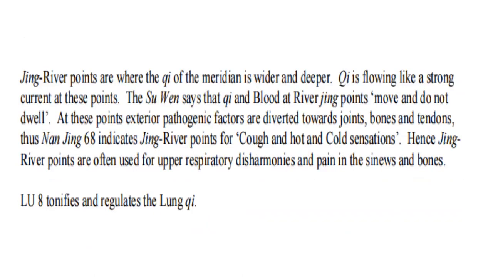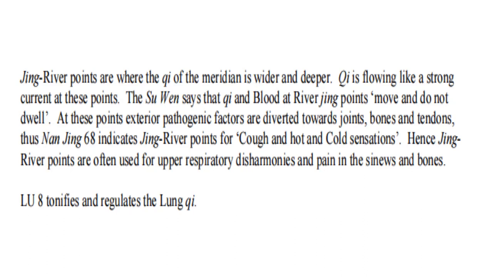Jing-River points are where the qi of the meridian is wider and deeper. Qi is flowing like a strong current at these points. The Suwen says the qi and blood at River Jing points move and do not dwell. At these points, exterior pathogenic factors are diverted towards joints, bones, and tendons. Thus, Nanjing indicates Jing-River points for cough and hot and cold sensations. Hence, Jing-River points are often used for upper respiratory disharmonies and pain in the sinews and bones.